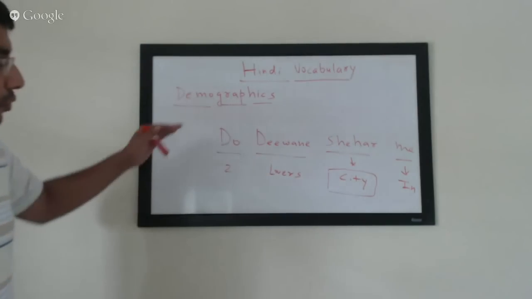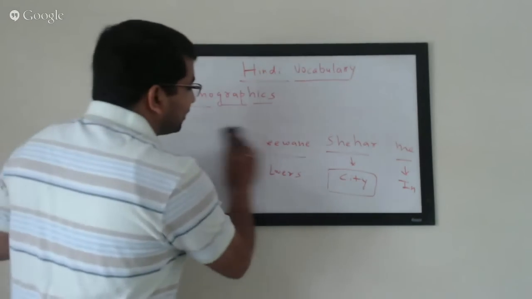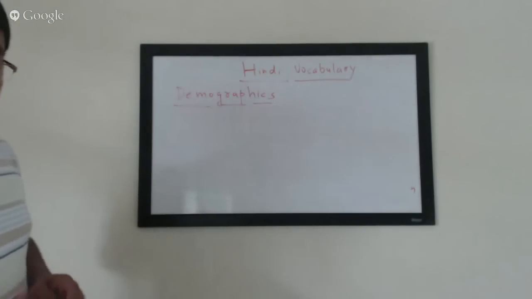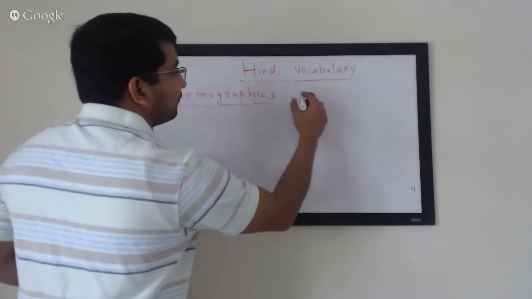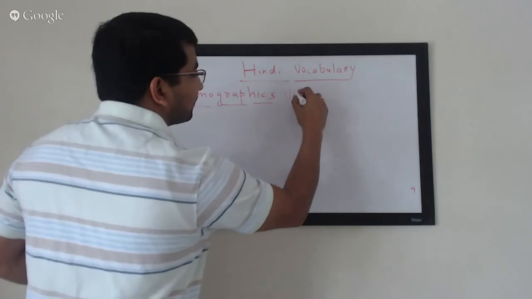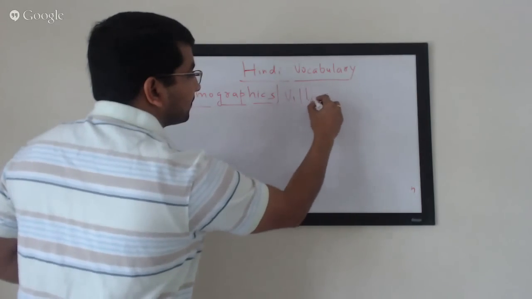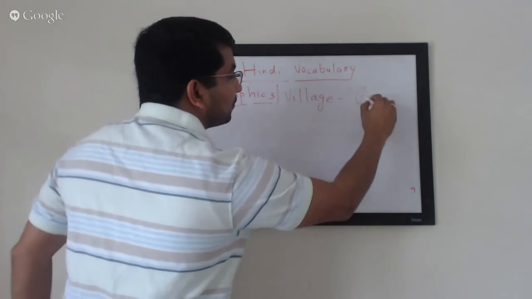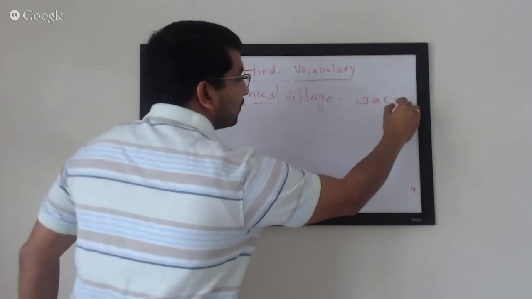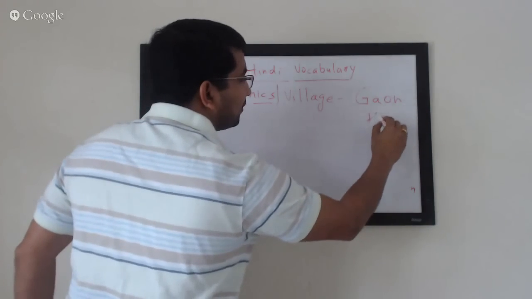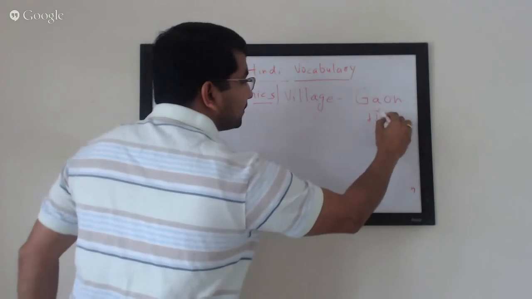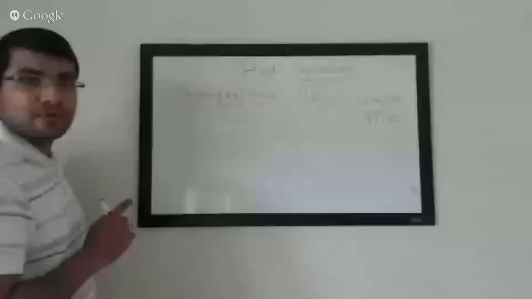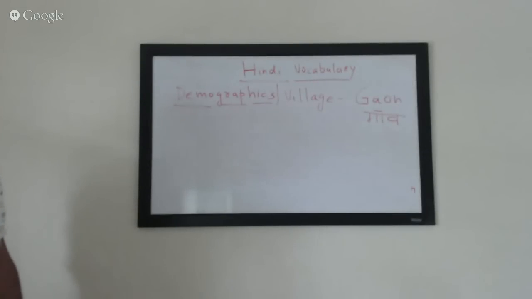Right? So let's go over what is the smallest unit when we are learning the demographics. The first one I'm going to cover is village, basically. Village in Hindi we say gaon. And if you are already familiar with Devanagari script, you can write it like this, gaon. That's village, gaon.